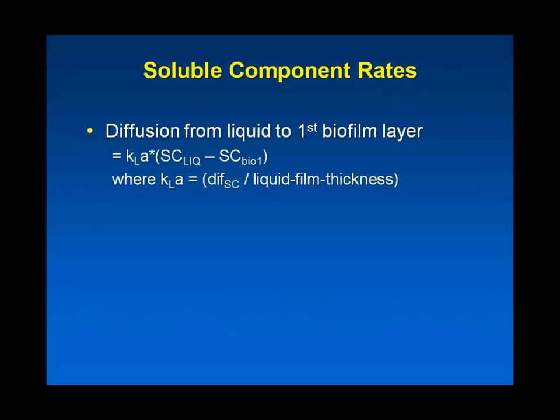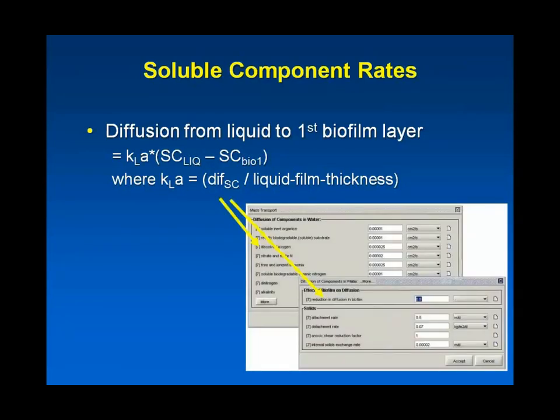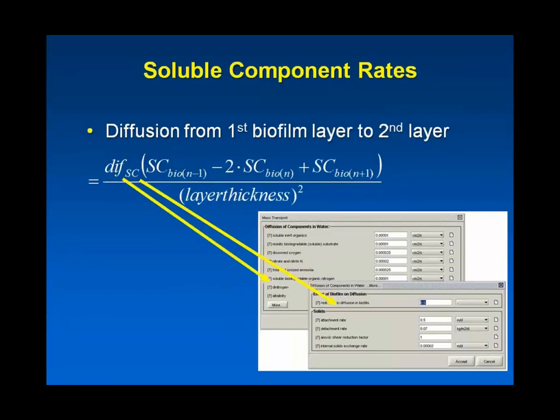So the next several slides are going to describe how those processes are modeled. Really what we're doing here for the diffusion from that liquid layer into that outermost first biofilm layer is using a KLA value and then taking the gradient of those concentrations. The KLA value is calculated from under our mass transport menu, the diffusion of the soluble components in water, and then we apply a reduction in diffusion from the biofilm. We have a default value of 0.5 for that, and that seems to work well. It's not a number you have to make an adjustment to very often.